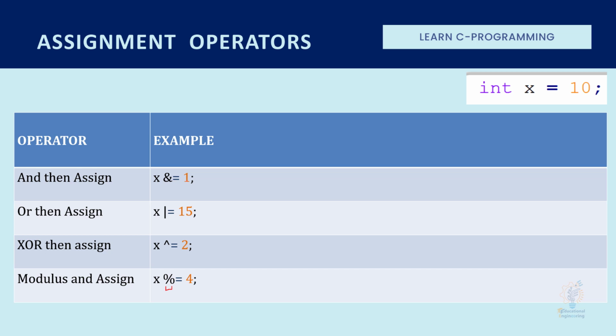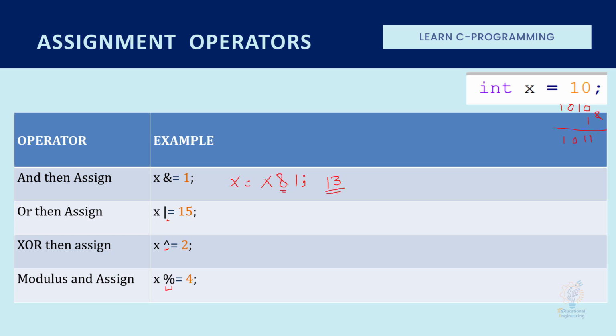Now x and equal 1 means x equals x and 1. Since we are using AND or XOR, we are dealing with x as a binary number. It will equal 0, 1, 0, 1. And we want to AND 1 with this. It will be 1 here. So the final result will be 1, 1, 0, 1. So 3 plus 10 equals 13. So the final result will be 13.